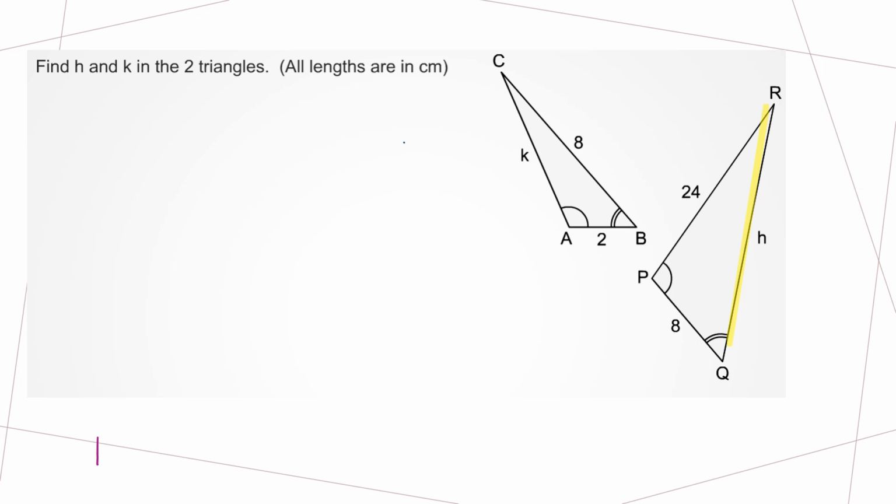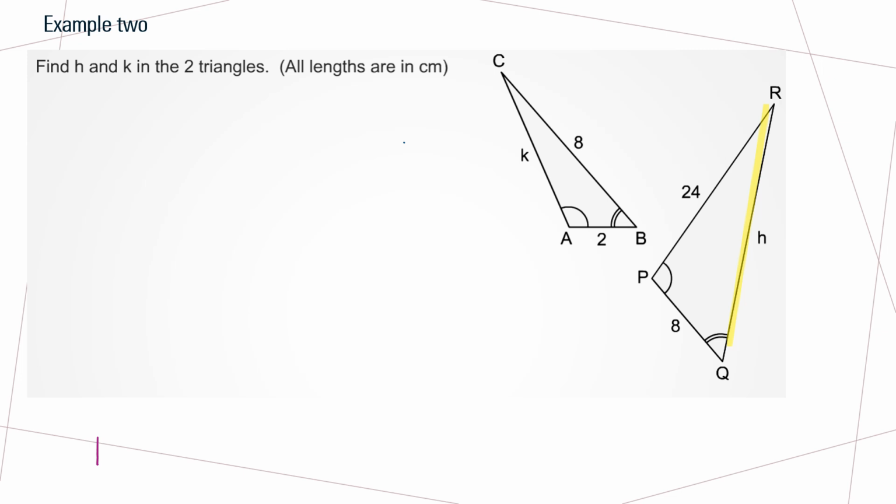Right, let's look at the next question. You're asked to find the two unknowns H and K in the two triangles. Before we can use the concepts of similar triangles, we have to prove that they are similar. We have to prove that they're similar before we can compare the ratios.